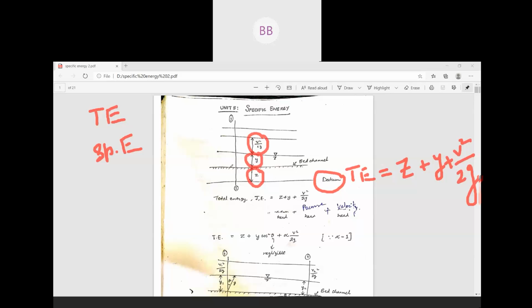When you measure or calculate the energy with respect to the bed of the channel, that energy is known as specific energy. So when we talk about specific energy, we will be having only two terms, because with respect to the bed we are going to measure. Above the bed we have only two terms, one is the pressure head and one is the velocity head, that is y plus v square by 2g. So this is the difference between specific energy and total energy.